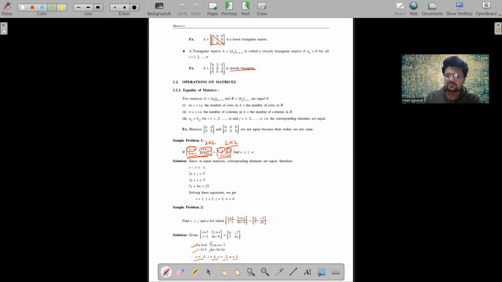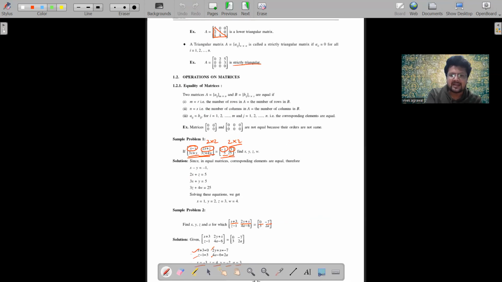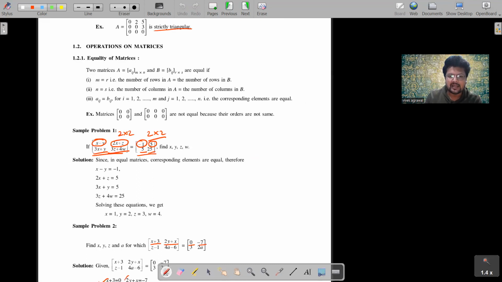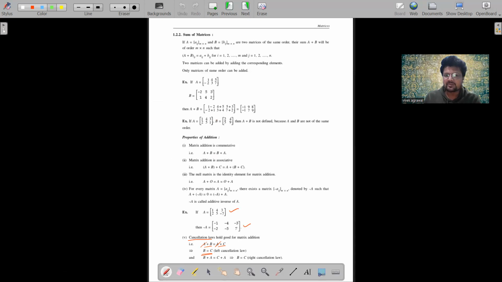Then we did operations on matrices. If we want to add any two matrices, we add element to element; corresponding elements are added. To add any two matrices, the order should be the same. Similarly, for equality of matrices, if we want to compare two matrices, the order should be the same, and we can compare element to element. Then we did summation, which we can do element to element.